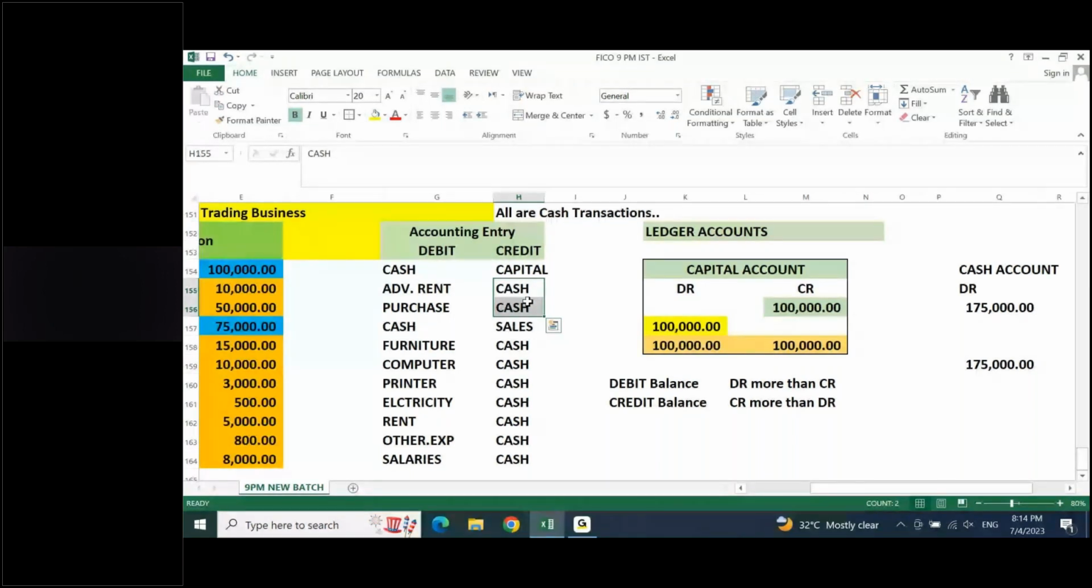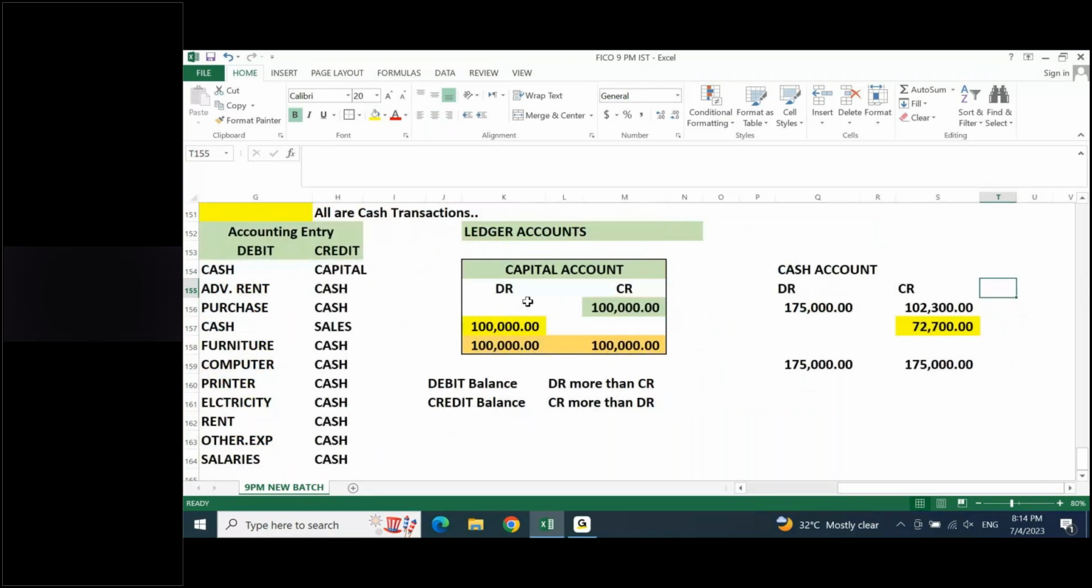So there are 2 GL reports in SAP. One is your line item report. The other one is the balance report. If you are talking about the balance report, you are talking about finding out the closing balance in a particular month or in a particular account. The same thing SAP will also do. If you pull the cash account, it will tell you total debit in the account 175,000, total credit in the account 102,300, and the closing balance or the account balance is 72,700.